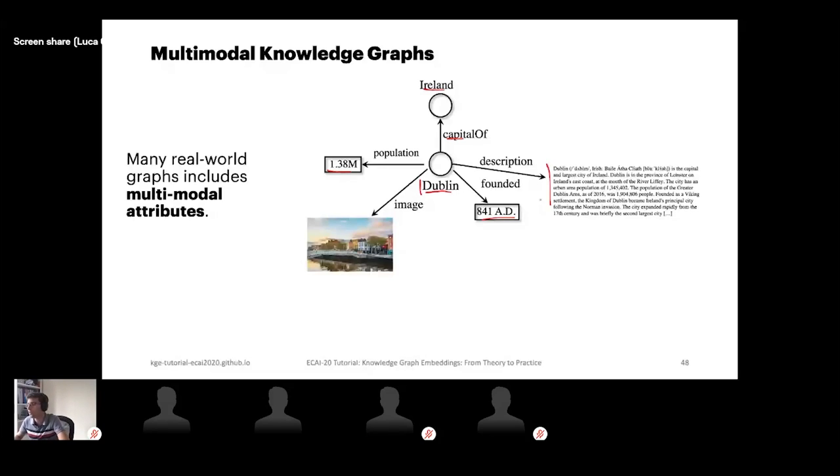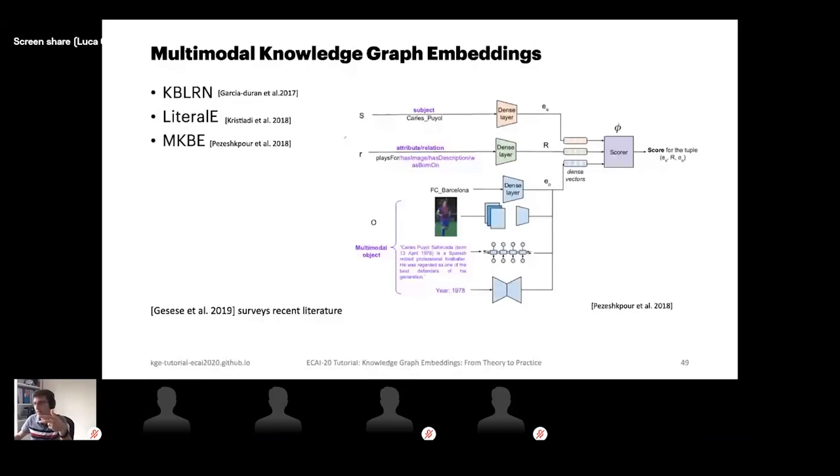Now, the question is, what are we going to do with these attributes? How are we going to make the most out of them? So far, I described models which completely disregard numeric or text or image attributes, but knowledge graph embedding literature is ripe with models that are designed to leverage that information as well. And research goes back a couple of years with models such as KBLRN, LiteralE, or MKBE, which is where I took this picture from.